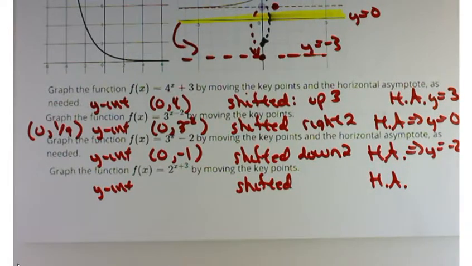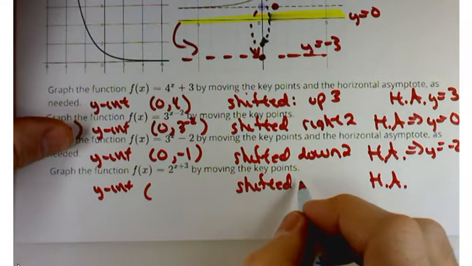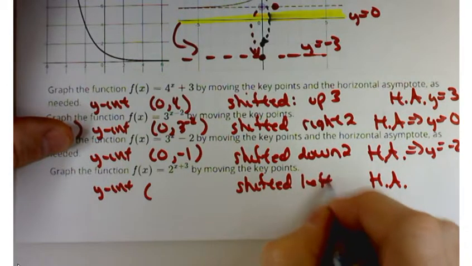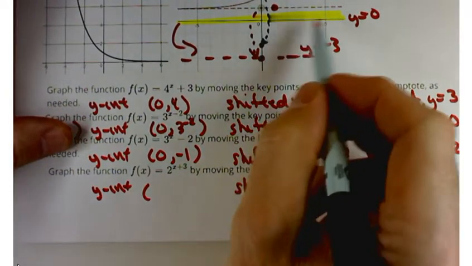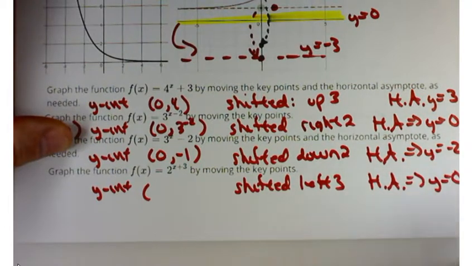So far, so good on these? Okay, let's keep going. Last one here. What's the plus 3 going to shift it as? Left 3. Does that change the horizontal asymptote at all? No, because if I shift this to the left by 3, it's still y equals 0.